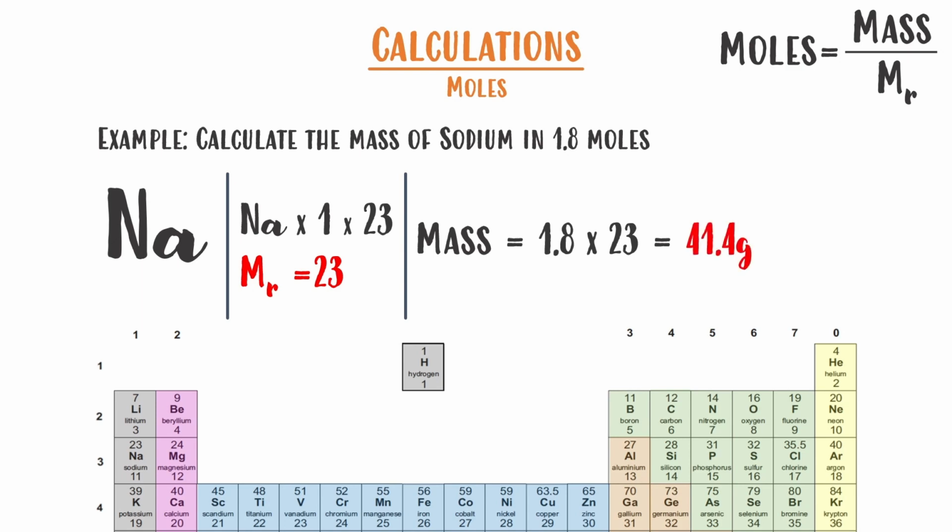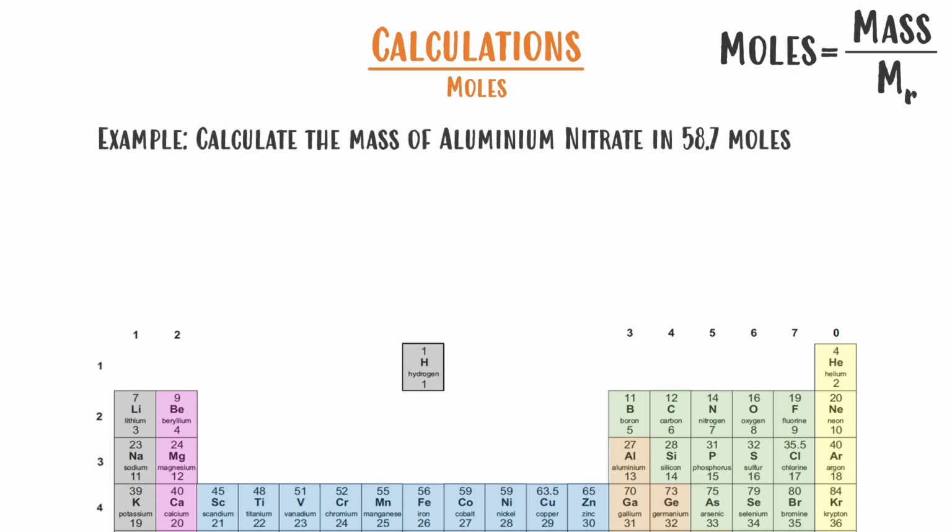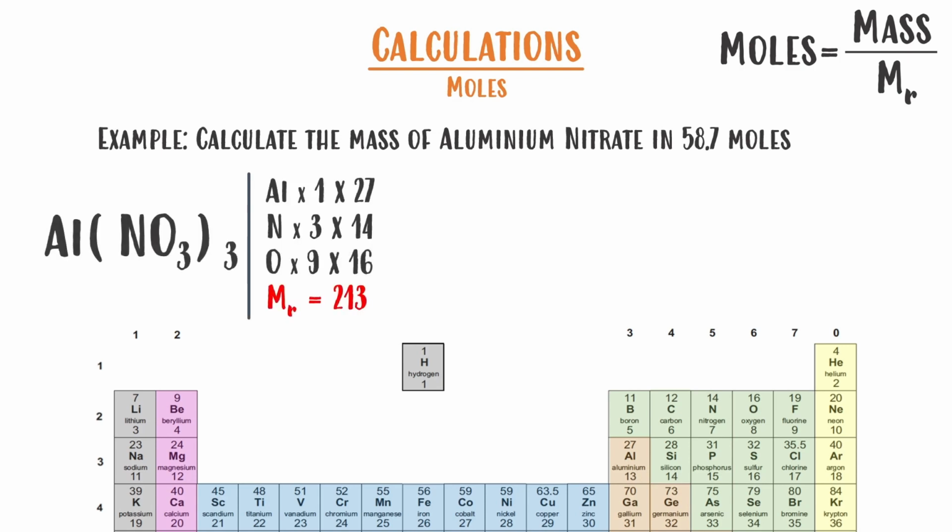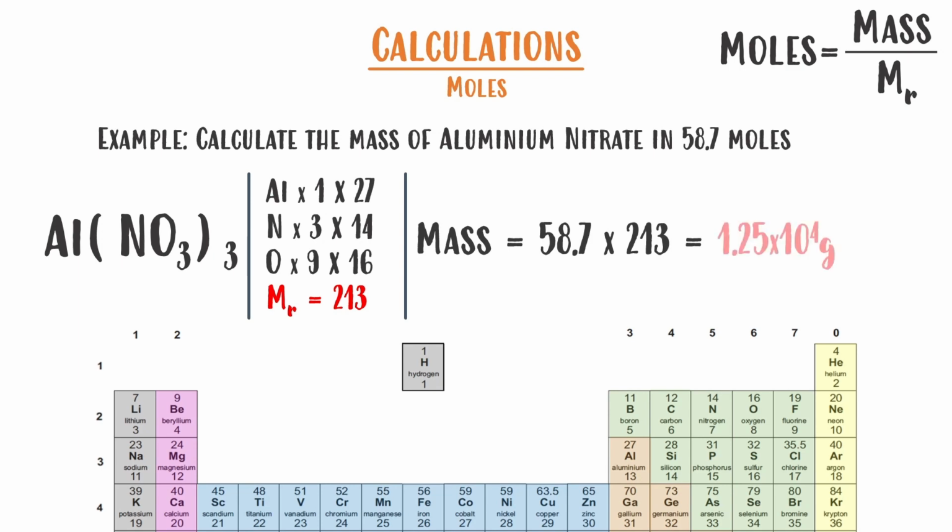Our next example, calculate the mass of aluminium nitrate in 58.7 moles. So the MR of aluminium nitrate is 213, and then we just multiply that by the moles. So mass is 58.7 multiplied by 213 to give us 1.25 times 10 to the power of 4. And notice I've written this in standard form. You are always allowed to do this in a test. It saves you writing out all those zeros.